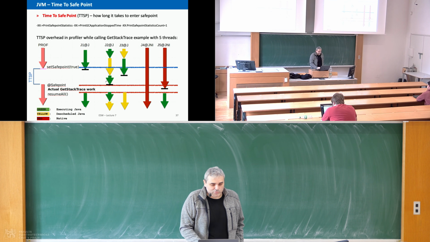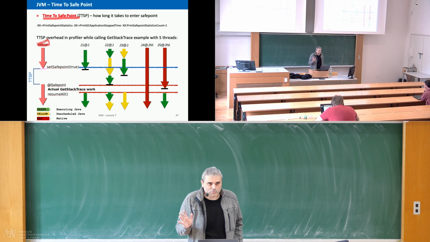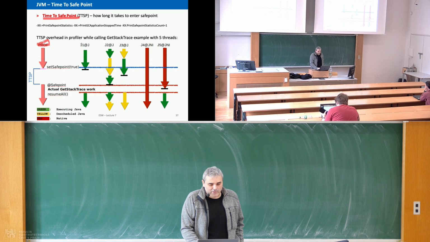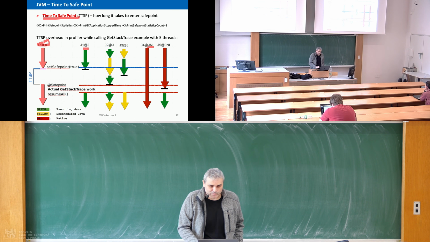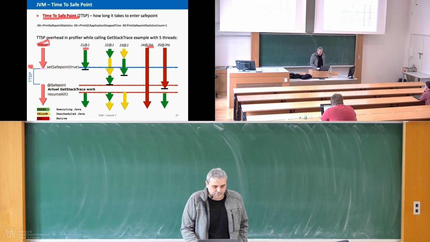Related to save points, there is a crucial parameter called TTSP, time to save point: how long it takes to enter the save point. So here we have examples. We have a profiler, which is the reason why we would like to do some kind of breakpoint or whatever. And we have multiple threads. Every column here is one thread. If it is at J, it's a Java thread. If it is at JNI, it's currently in native code, external to the virtual machine. And this is the moment where the profiler says, I would like to have a global save point, stop everything.